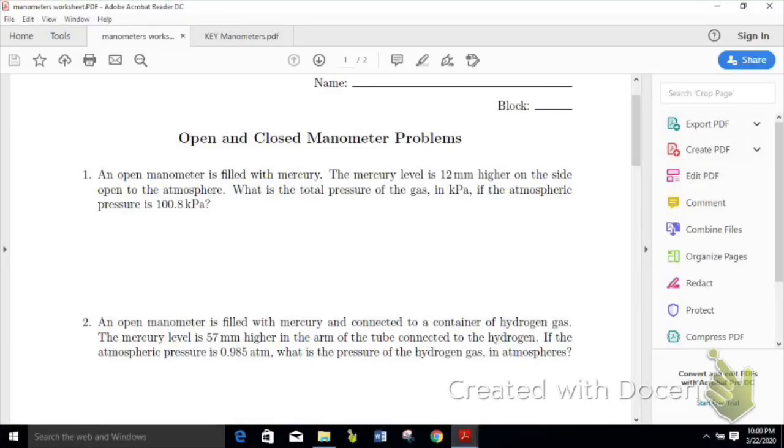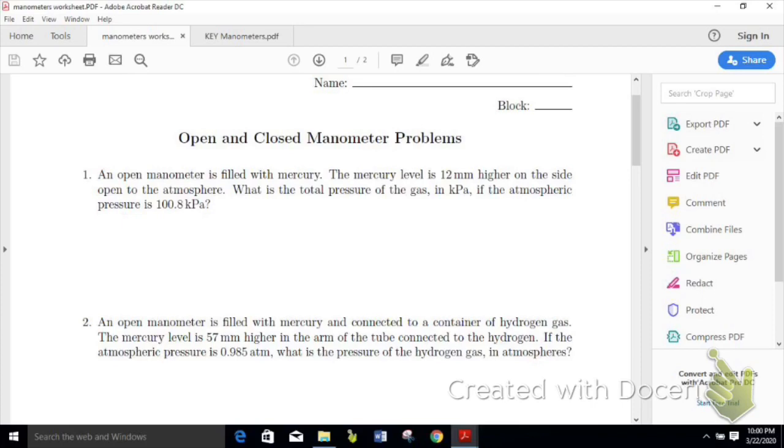We're going to practice today doing some open and closed manometer problems. You can find this worksheet on your class page. Your choice, either print it out or upload it to your iPad and work from there. All right, we're going to start with the first problem here.